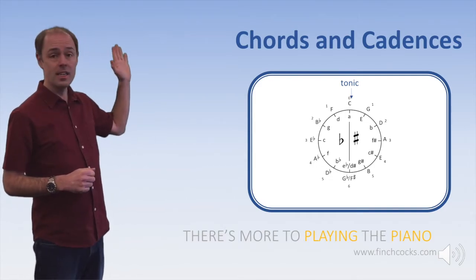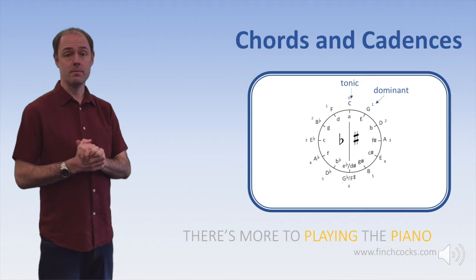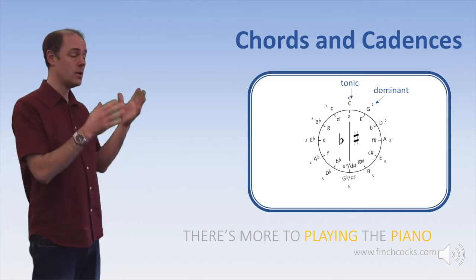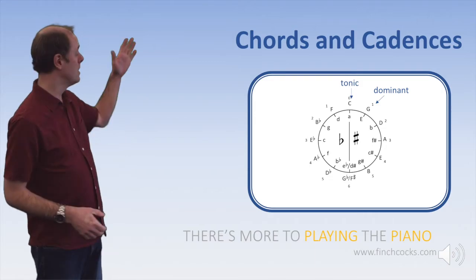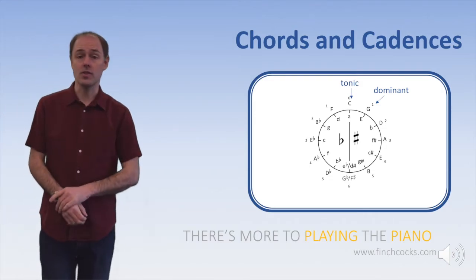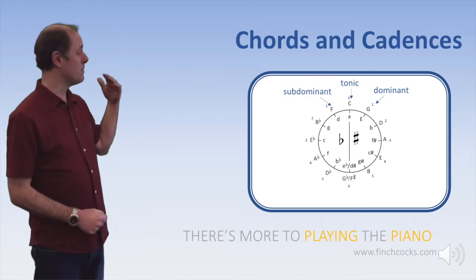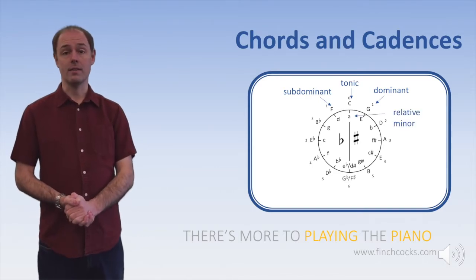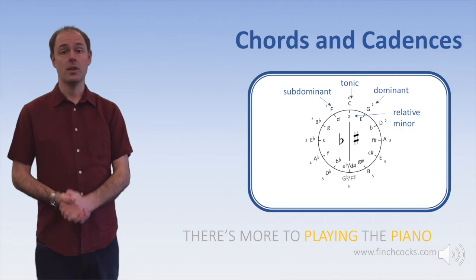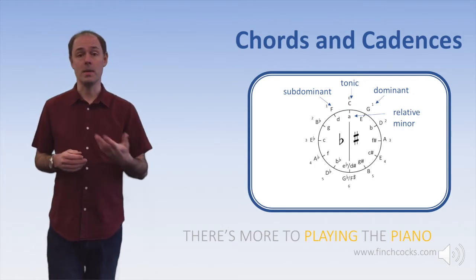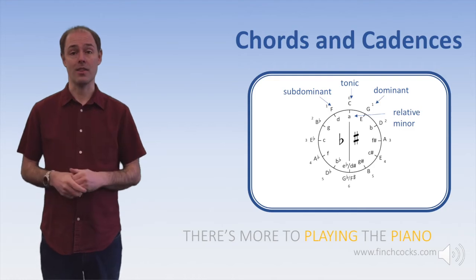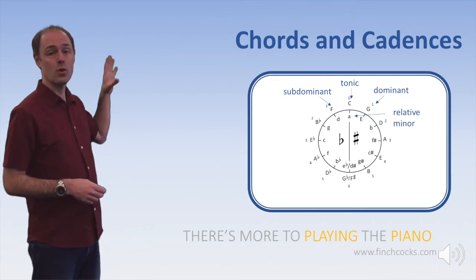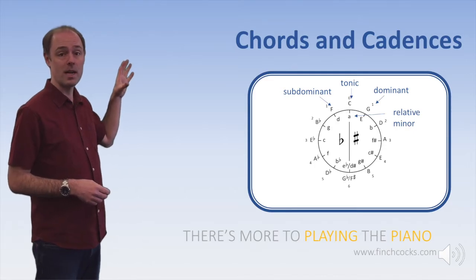Now G is called the dominant. The chord of G is the dominant chord when you're playing in the key of C. The chord of F is called the subdominant, and I've already mentioned that the chord of A minor is called the relative minor. You might hear it described as the submediant as well, but that's for another chapter. So they're the chord relationships in the key of C major.